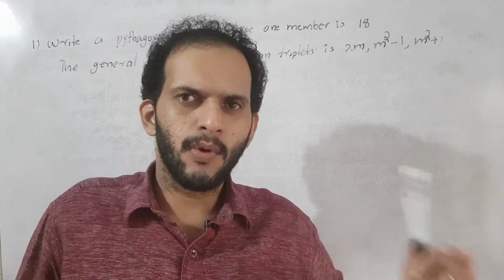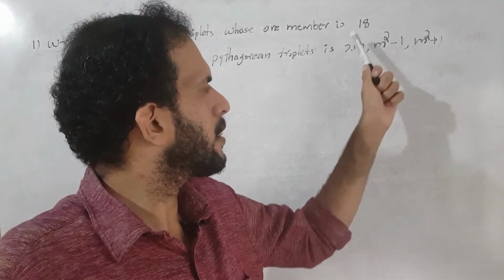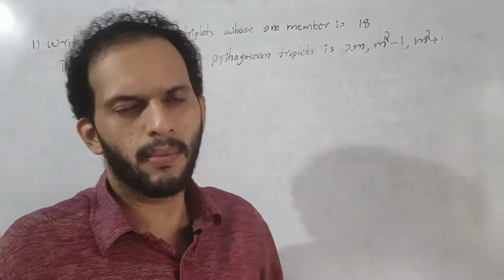Okay, if the number is an even number, we choose that one as the value of 2m, or if it is an odd number, we choose that one as the value of m square minus 1.